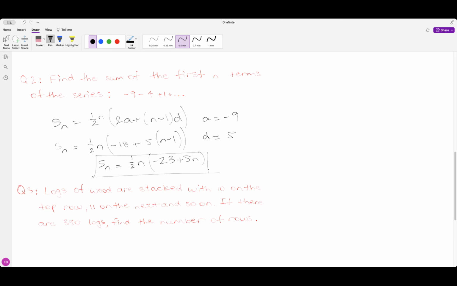And now that's okay that it's not just a number, right? I'm not finding a number because I'm not given enough detail. It's asked me to find the first n terms. And so if you wanted to find the first 10, 20 million terms of this series, you would just substitute that value in for n, and that would be all you would need to do to get that sum. So I've got a generic formula there.